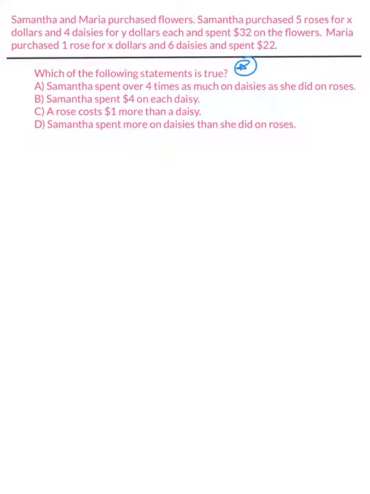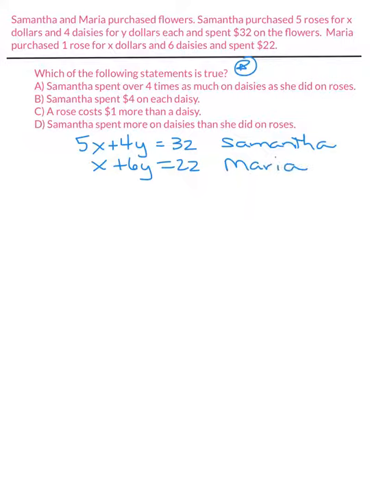So again, let's first start with Samantha. It tells us that Samantha has 5 roses for X dollars and 4 daisies for Y dollars, and she spent $32. So that's for Samantha. If we look at an equation for Maria, we have 1 rose for X dollars and 6 daisies, and she spent $22. So that was for Maria. So again, the X and Y is a dollar amount for each. X is equal to the price for a rose, and Y is equal to the dollar amount for a daisy.